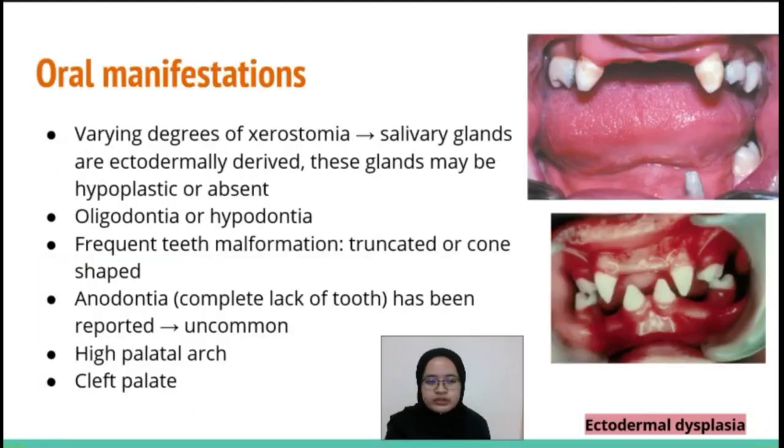Coming to the oral manifestations, because the salivary glands are ectodermally derived, these glands may be hypoplastic or absent, and the patients may exhibit varying degrees of xerostomia. The teeth are usually markedly reduced in number, which is oligodontia or hypodontia, and where some teeth are present, they are commonly truncated or cone-shaped. As you can see in the picture, it shows hypodontia, and where teeth are present, they are cone-shaped. Complete lack of tooth development, which is anodontia, has also been reported, but this appears to be uncommon. In addition, the palatal arch is frequently high and a cleft palate may be present.